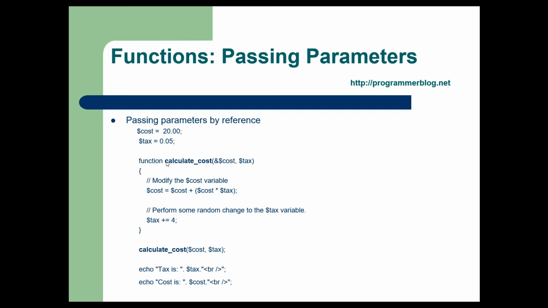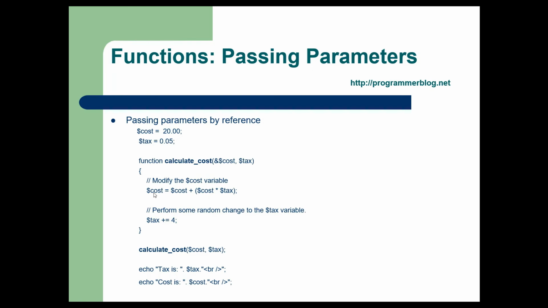A function is defined, calculate_cost. We have passed two parameters to the function. And note down this & sign before the $cost variable. This & sign indicates that this cost variable is passed by reference.